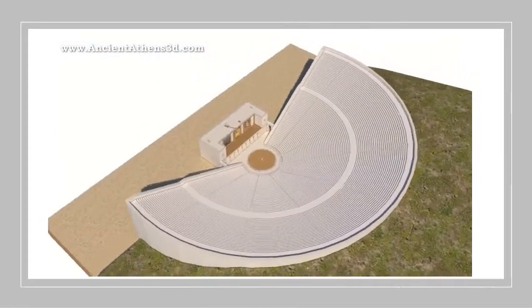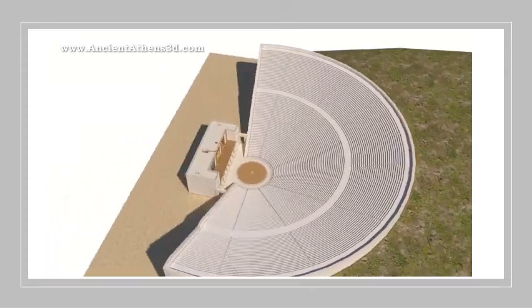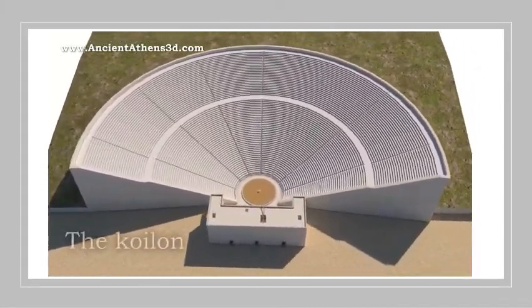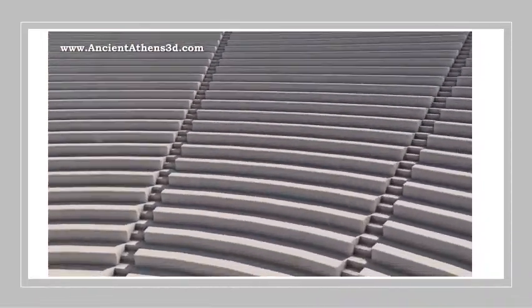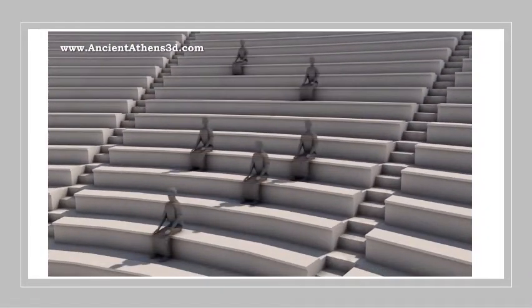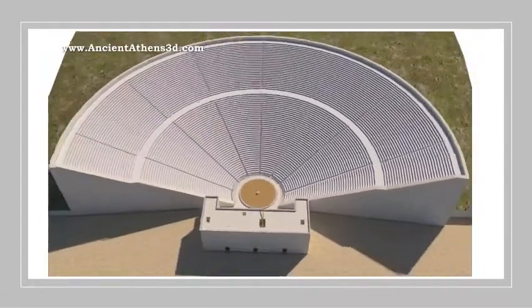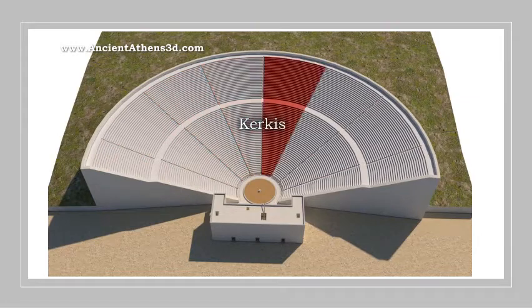The ancient Greek theatre consists of three main parts: the koilon, the orchestra, and the skene. The koilon was the place where the spectators used to sit. The stone seats of the spectators were called edolia, and were accessed by stairs, the klimakes, located in radial arrangement. The area between the stairs was called kerkis.